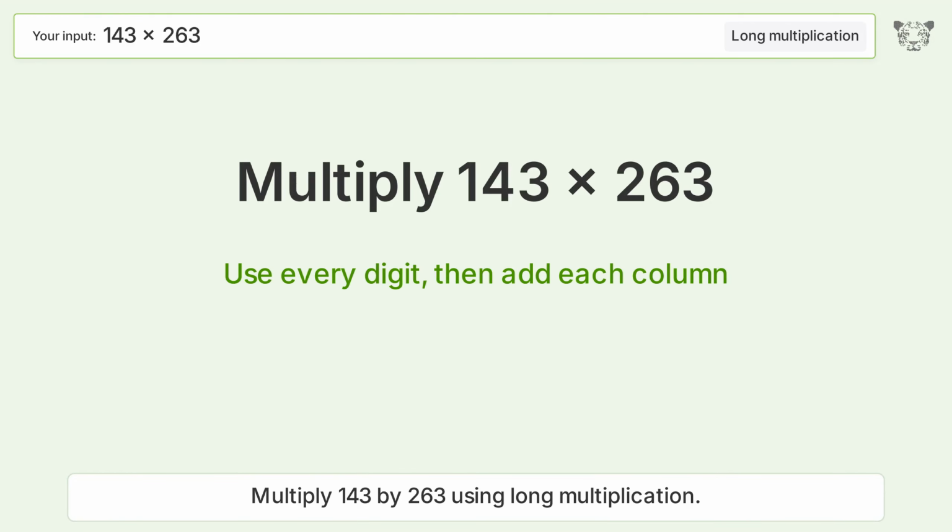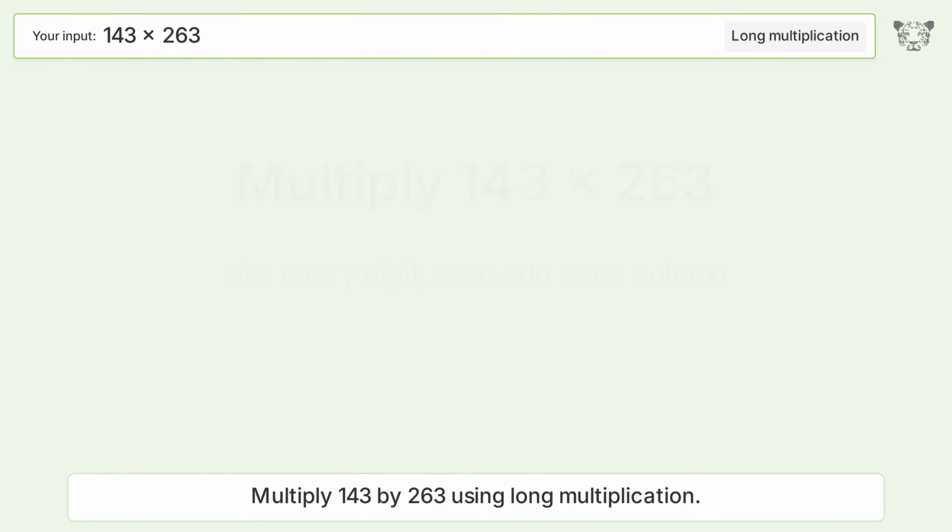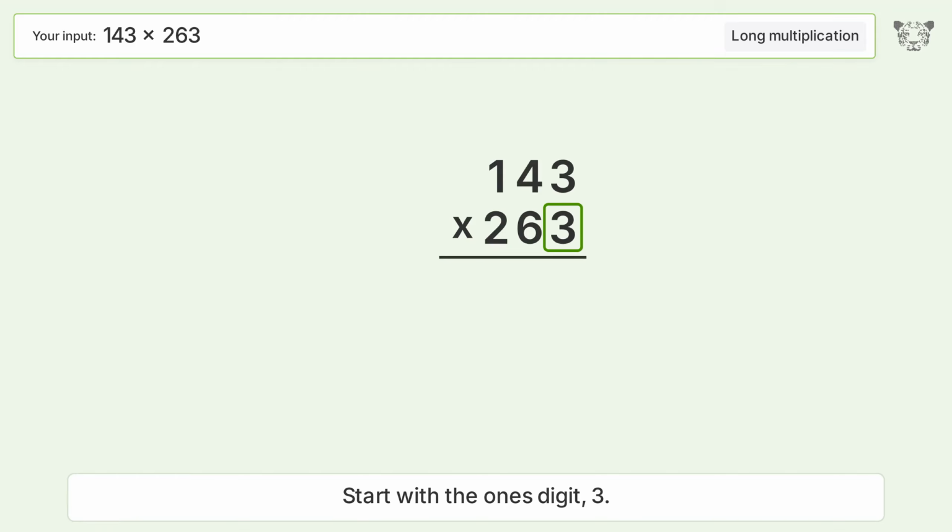Multiply 143 by 263 using long multiplication. Start with the ones digit, 3. 3 times 3 is 9.